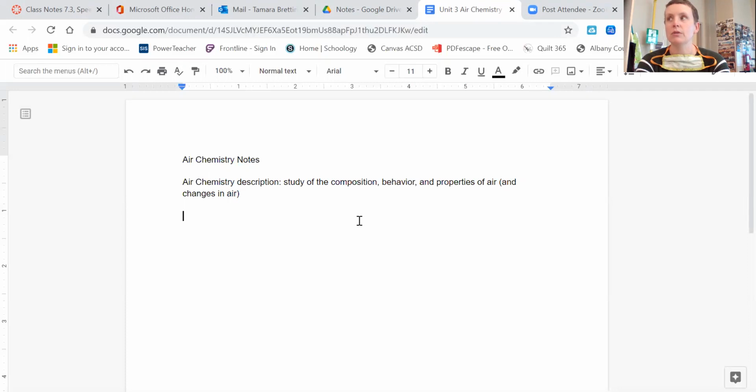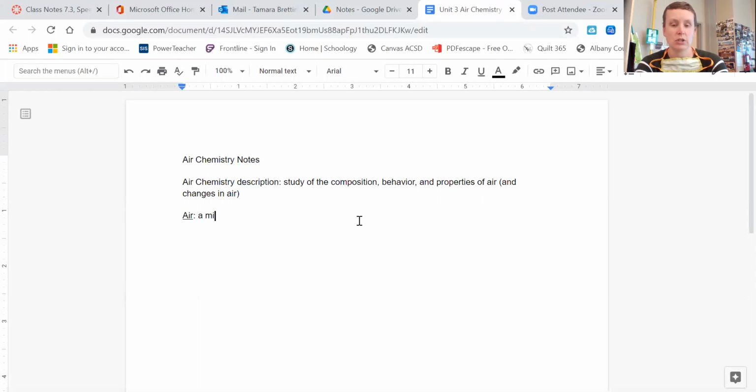So we've taken some notes on physical states, and now we're going to go forward with air chemistry specifically. So we're looking at gases mostly for this unit. Okay, so first let's go ahead and define air, because we know maybe what some of the pieces of air are, but we're going to define it in a little bit more detail.